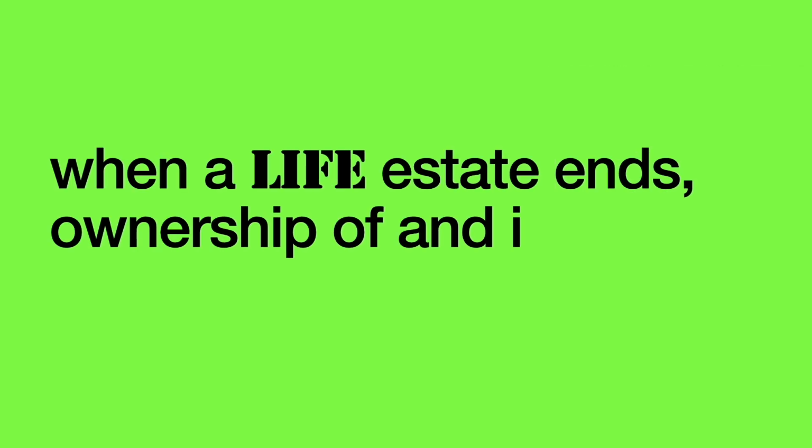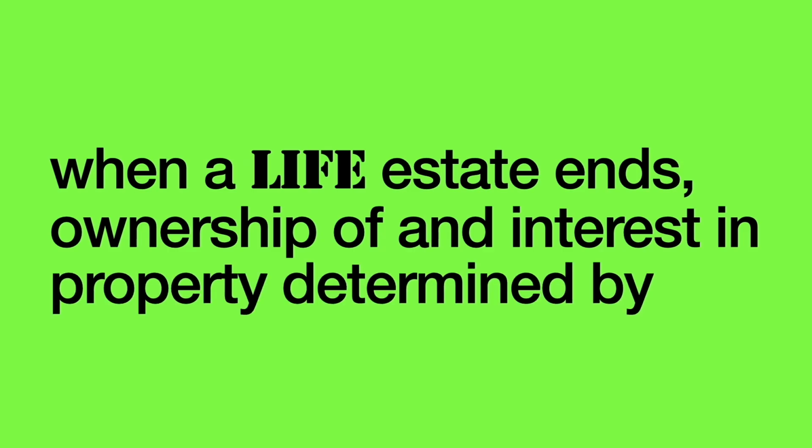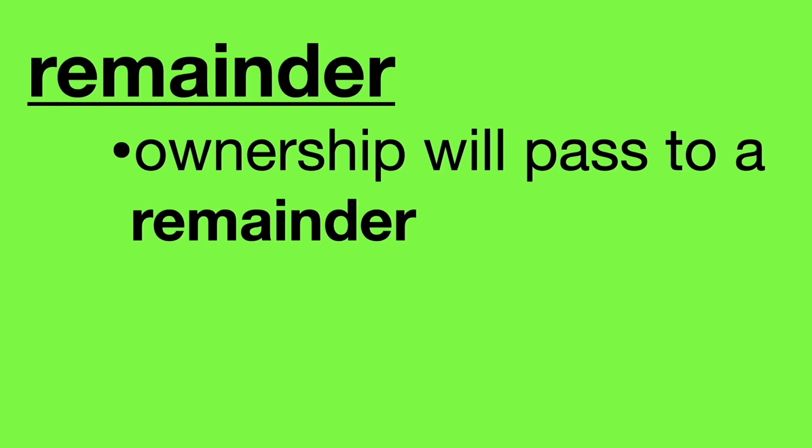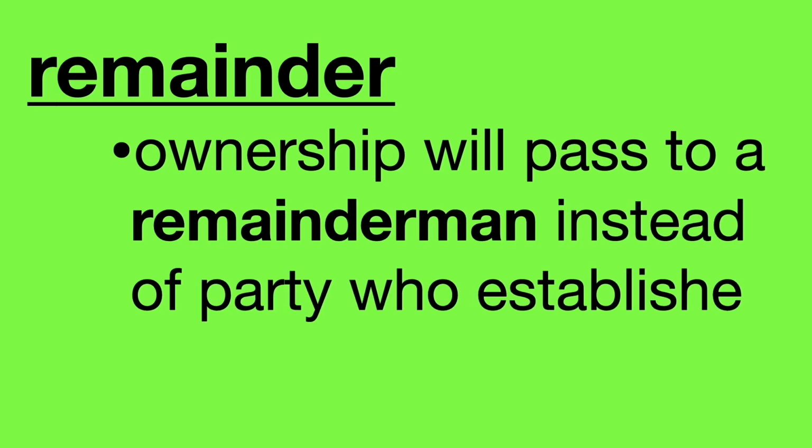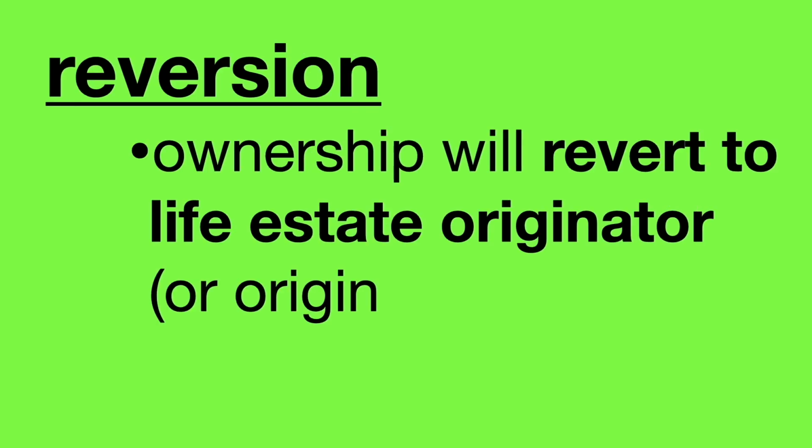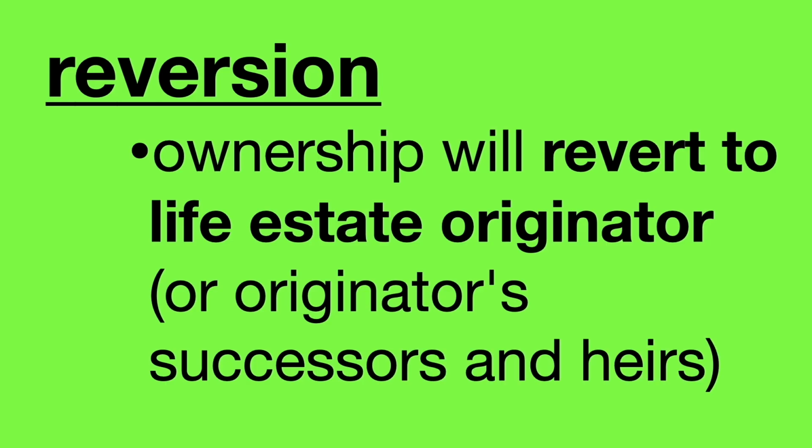When a life estate ends, ownership of and interest in the property is determined in one of two ways. Remainder: ownership will pass to a remainderman instead of the party who established the life estate. Reversion: ownership will revert to the life estate originator or the originator's successors or heirs.